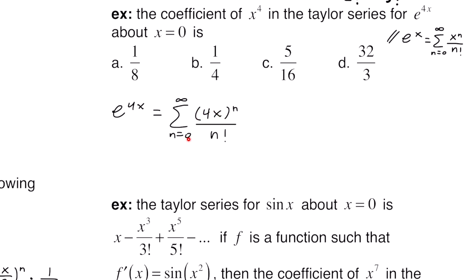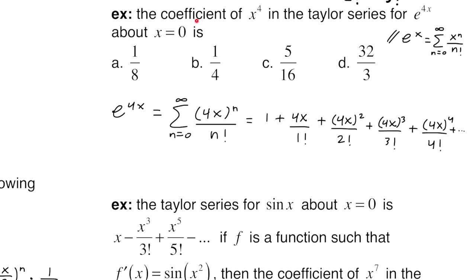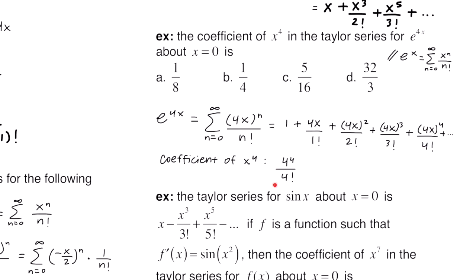So we'll go ahead and start by plugging in 0, then we'll plug in 1 for n, then we'll plug in 2. When we plug in 0, we get 1. When we plug in 1 for n, we get 4x over 1 factorial. When we plug in 2 for n, we get (4x) squared over 2 factorial. And then I'll keep plugging in n equals 3 and n equals 4. And this problem wants the coefficient of the x to the 4th term. So our x to the 4th term is right here, and the coefficient is going to be 4 to the 4th over 4 factorial.